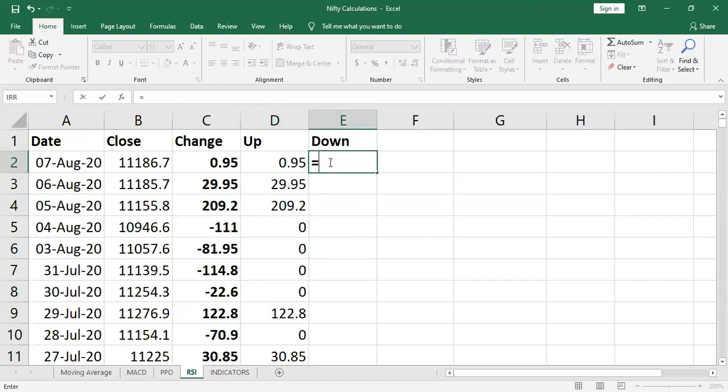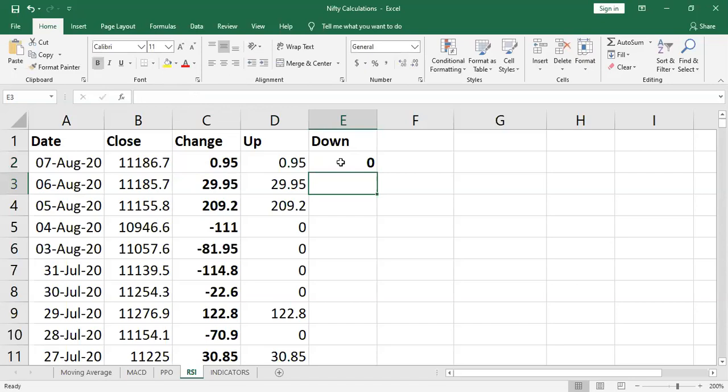Same here: equal to IF this number is less than 0, comma, take this number. But below 0 the number is negative, so we take the negative sign here. Then the movement will automatically be considered positive. And copy paste till the end. You can check it; the difference is calculated because we want the actual difference between the assets.